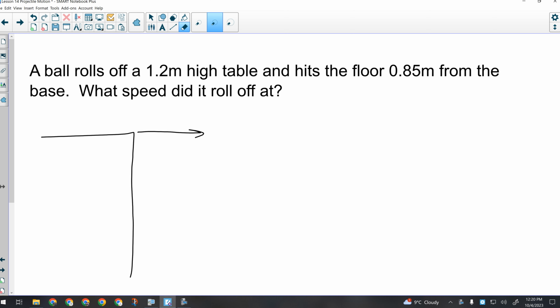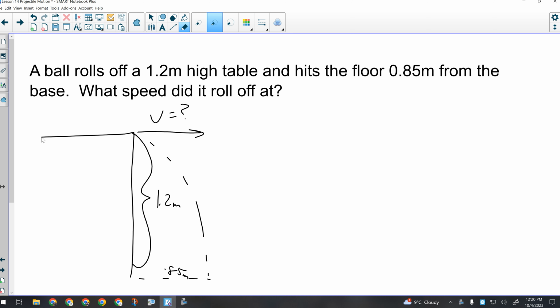Okay, and the table is 1.2 meters tall. Okay, the ball is going to land 0.85 meters from the base of the table. Okay, we're looking for the speed it rolled off at, which is also a horizontal value.